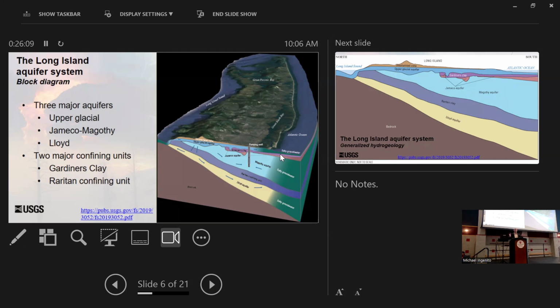So we really are a freshwater lens of our own here. We have no connection to the mainland. And so that freshwater lens sits on bedrock in the interior of the island, but it sits actually on top of salty groundwater as you get to the north and south shore and out to the east end.